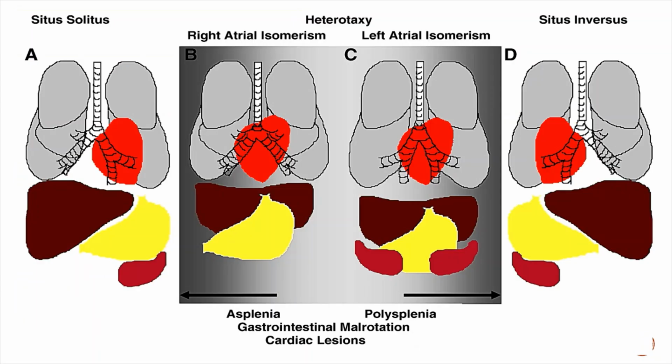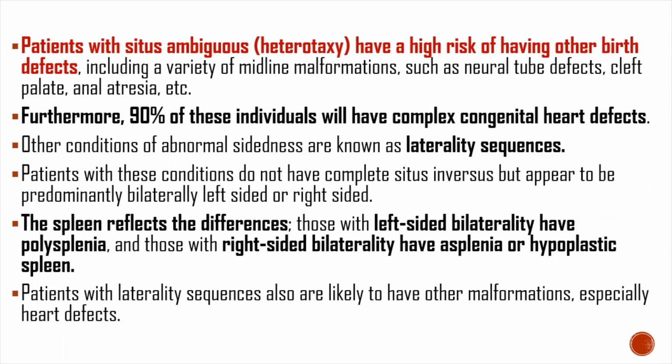All right. So this is situs solitus, and then this is heterotaxy, where organs are not correctly placed according to symmetry. And then this is situs inversus, where all your organs are placed in opposite directions. So the heart normally is supposed to be on the left, it's on the right. The liver is supposed to be on this side, it's on the left. The stomach is on the right, and the spleen is also on the right. Okay.